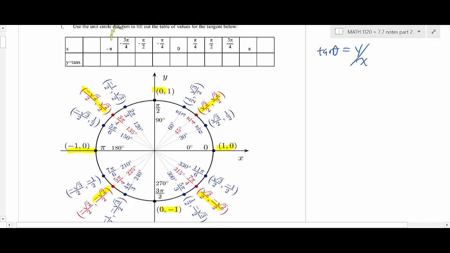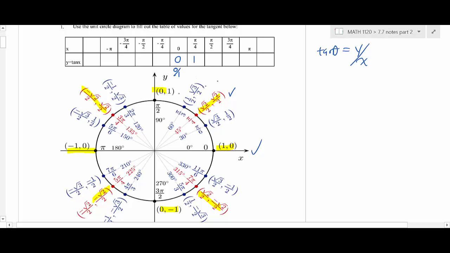Okay? So what I'm going to do is start with 0 radians. So y over x is 0 over 1, so the tangent of 0 is 0. Okay, we go to the next one. Now do this one in your head. I'm not going to write it down. What's square root of 2 over 2 divided by itself? 1. Okay, so that's 1. Then go to the next one.